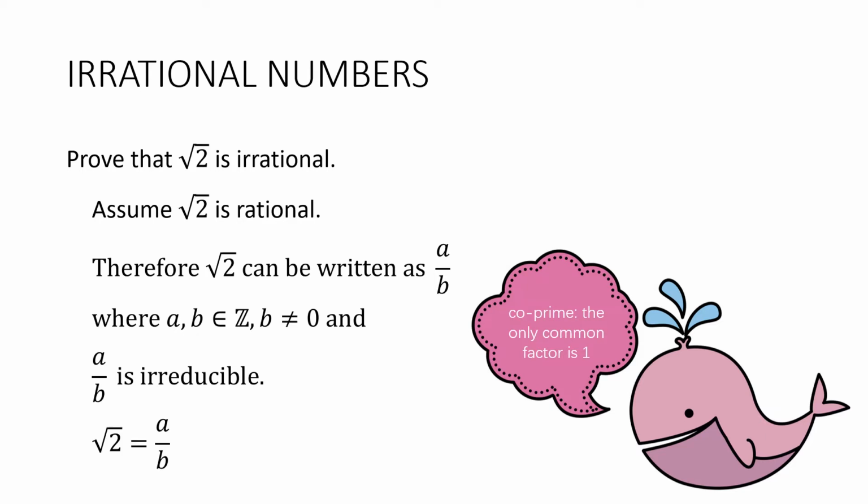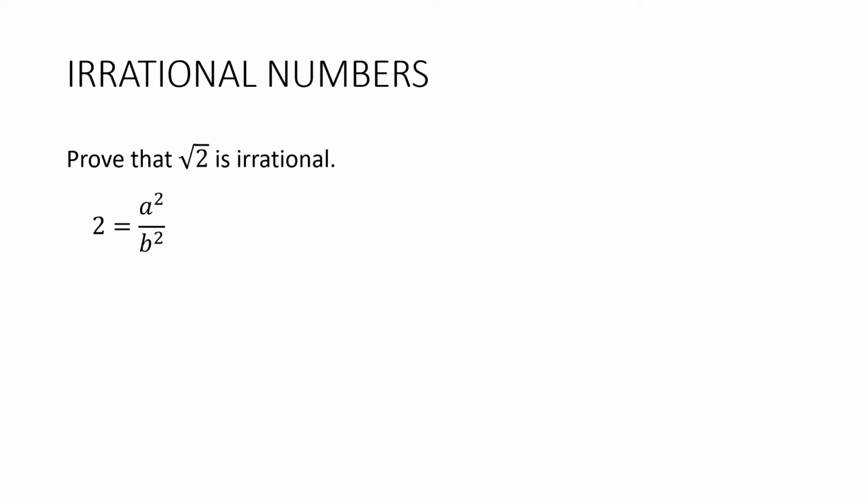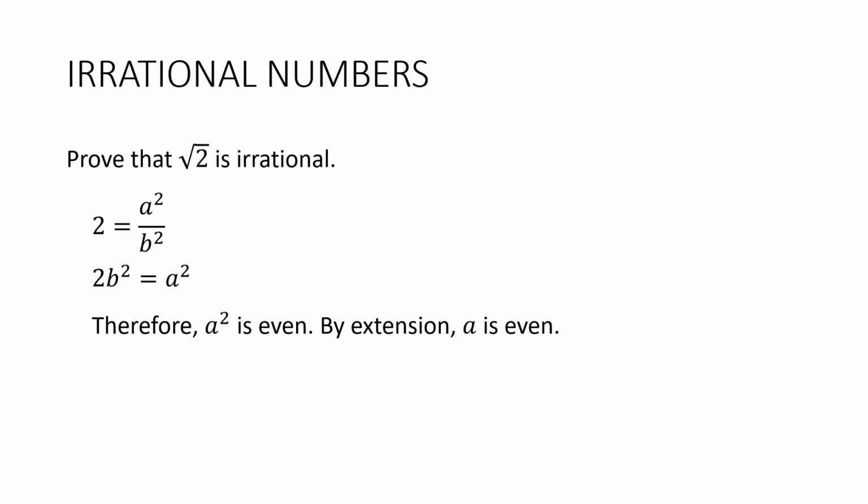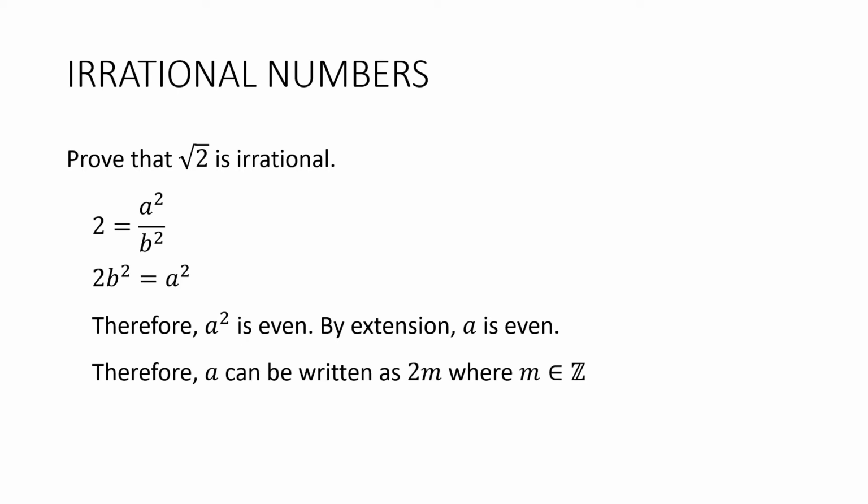So we can say square root of 2 is equal to a over b. Squaring both sides, we get 2 is equal to a squared over b squared. And bringing the b squared up, we get 2b squared is equal to a squared. And so we can say that a squared is even. And by extension, a is even. Therefore, we can write a as 2m, where m is an integer.